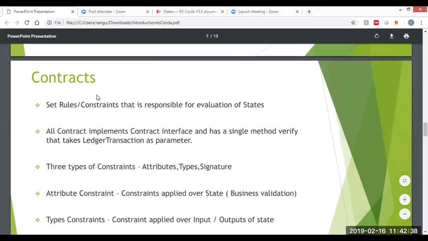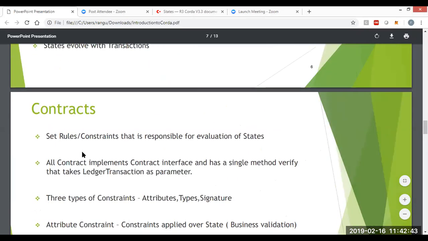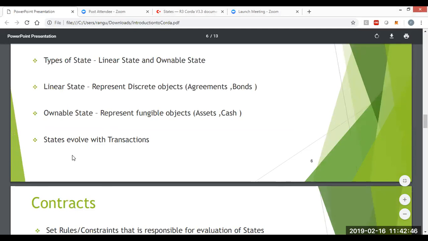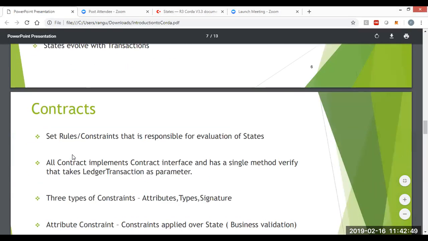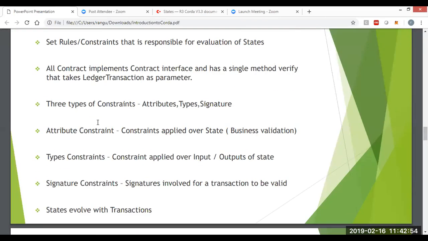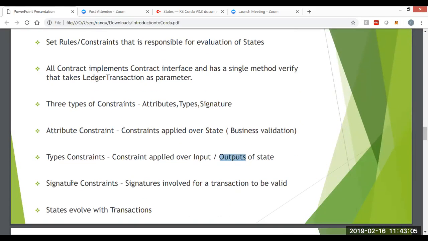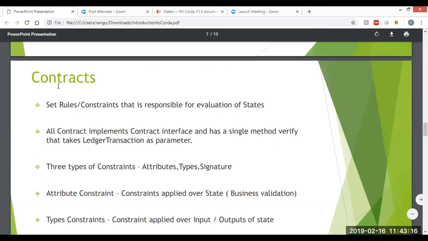Right. So we left at the last point on states. Basically, you have states as consumed and unconsumed states. So we are with the contracts. Contracts is more of where you apply business validations. You have different types of constraints here. One is input constraints, another is output constraints, and you have signature constraints as well. You could also verify the signature, like whether this is from a valid node or an invalid node. So that is to do with contracts.